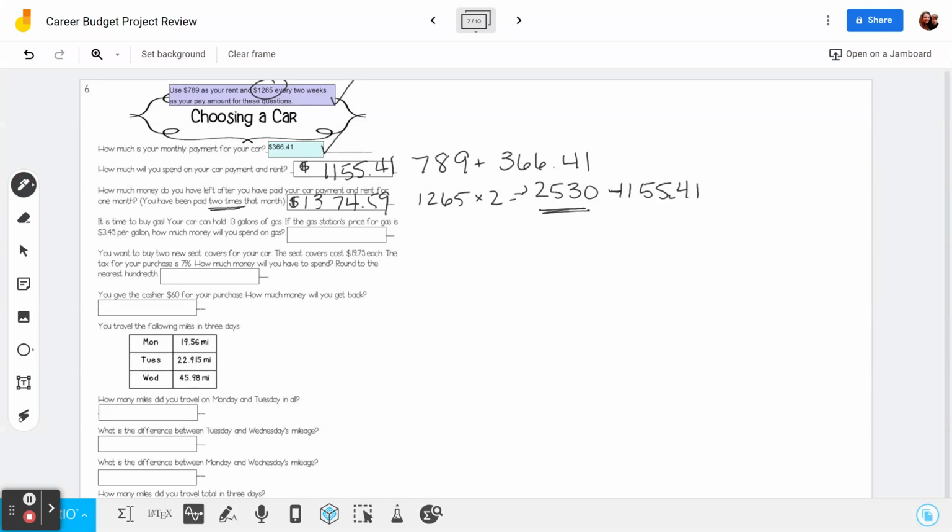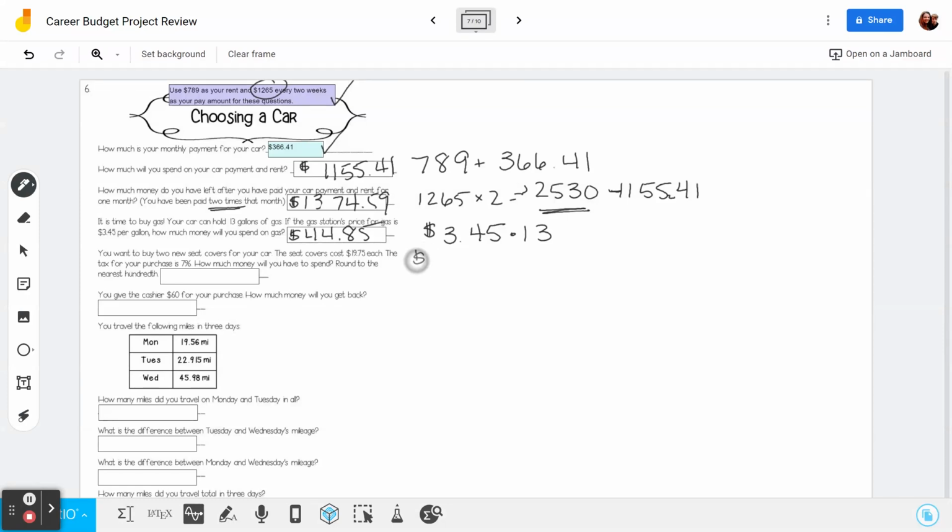It's time to buy gas. Your car can hold 13 gallons of gas. They're saying that it's $3.45. You guys can obviously see that prices fluctuate, and we're buying 13 gallons. So when we do that, we're going to end up spending $44.85.